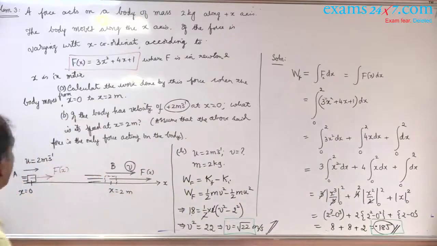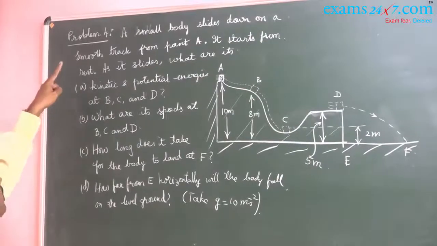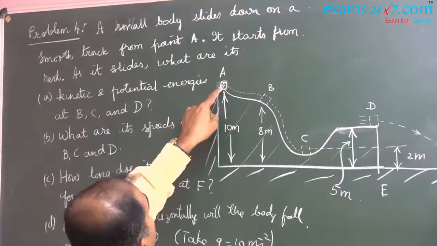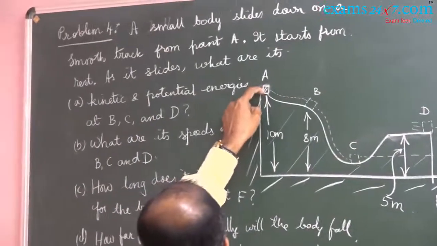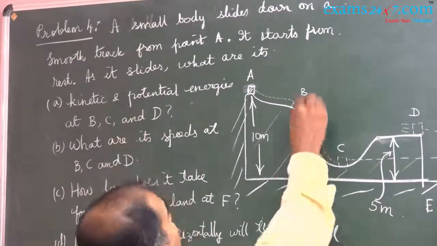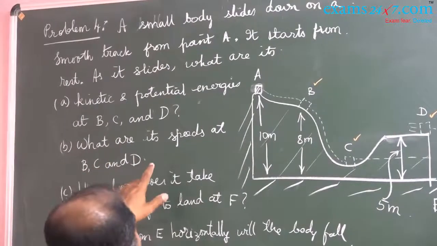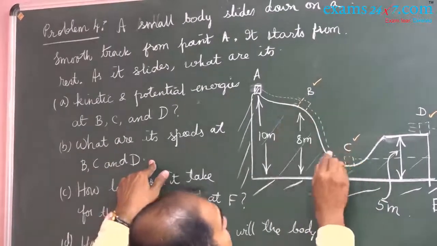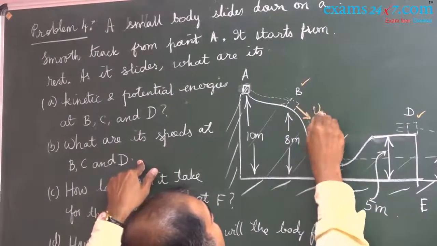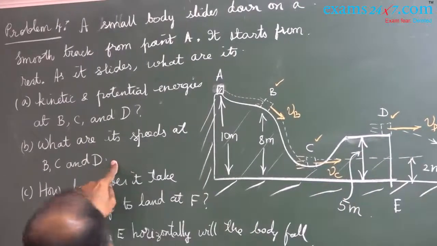Next, we will go to another problem here. Next, we shall consider the fourth problem for this chapter. It says a small body slides down on a smooth track from point A. It starts from rest here. As it slides, what are its kinetic and potential energies at B, C, and D? And what are its speeds? At these points it will be moving with different speeds. What are the speeds? At point B, VB, at point C, VC, and point D, VD. How much? That we have to find out.